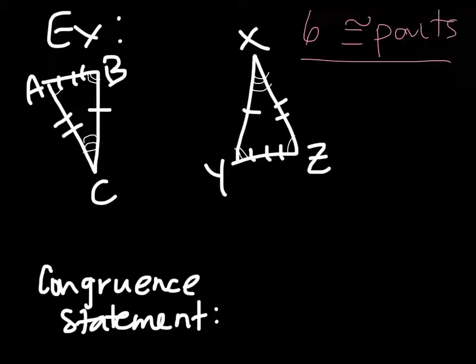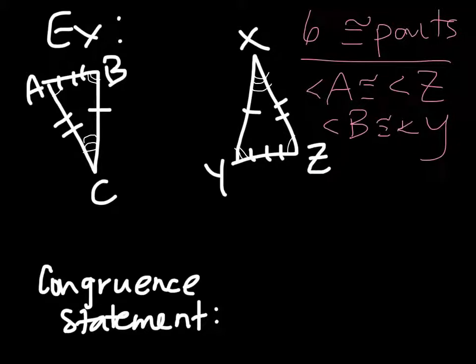Angles are marked for congruence with these little arcs in them. And so we can say, well, angle A is congruent. I look at angle A and I say it has one little mark in there. So I find the angle that has one mark over here and I say it's congruent to angle Z. Angle B is congruent to angle Y. And angle C is congruent to angle X.